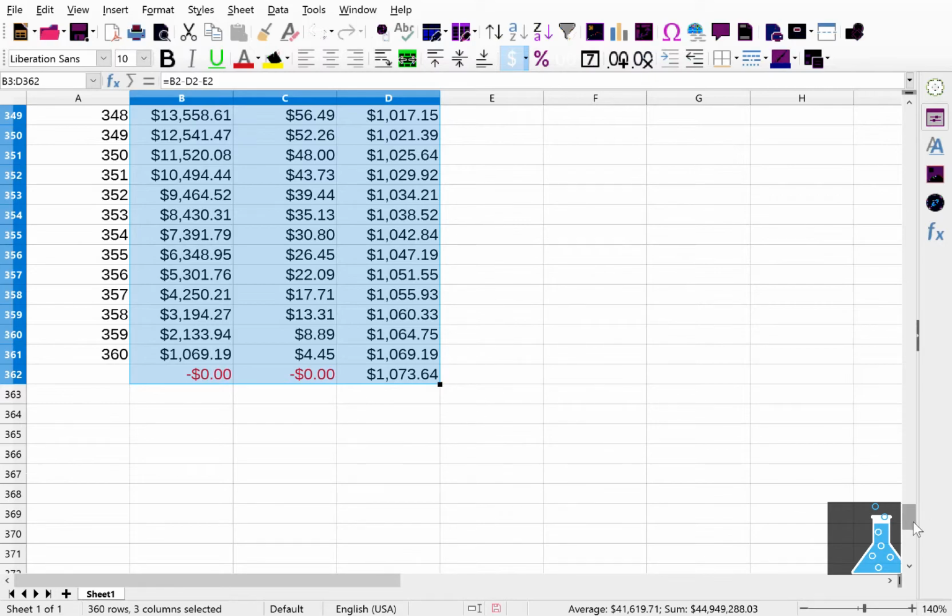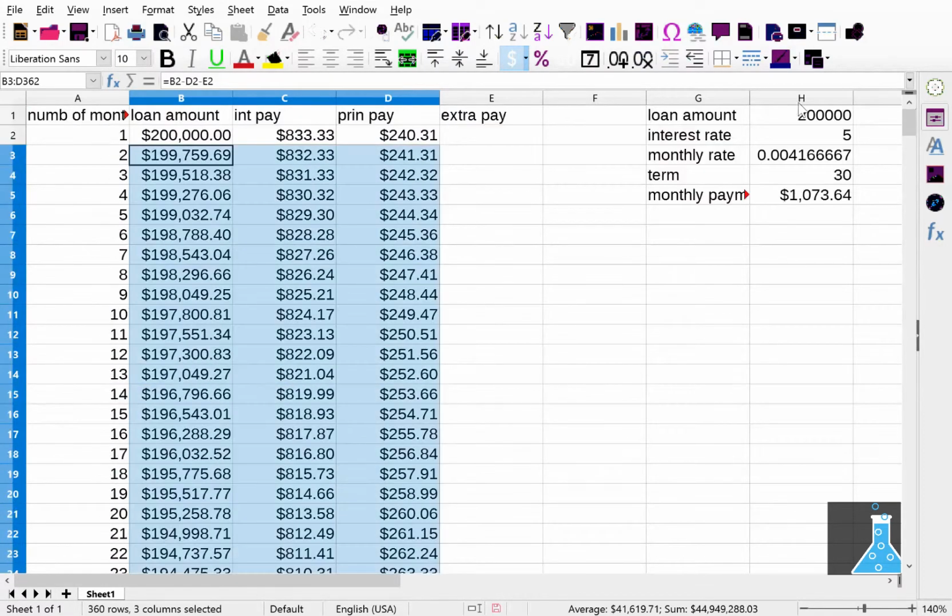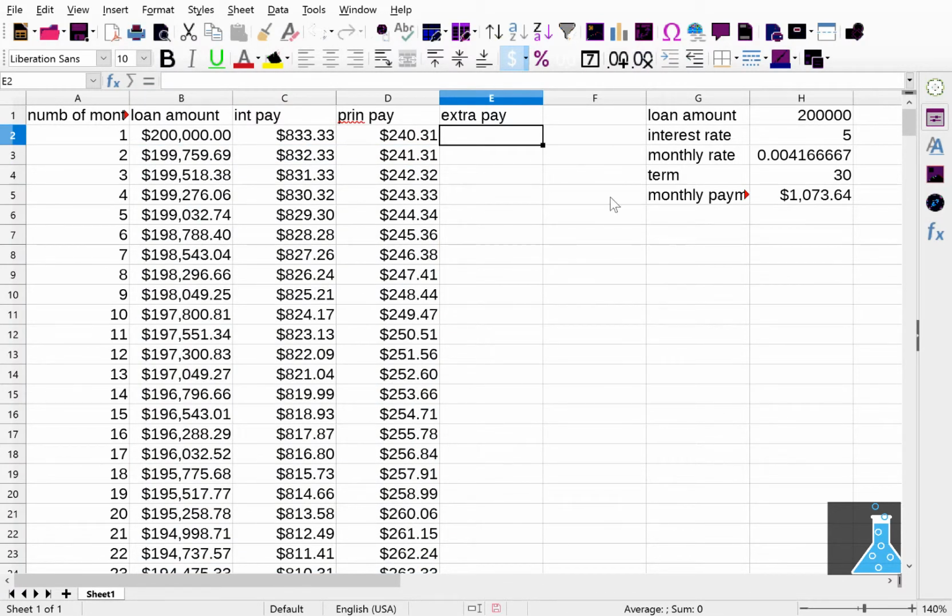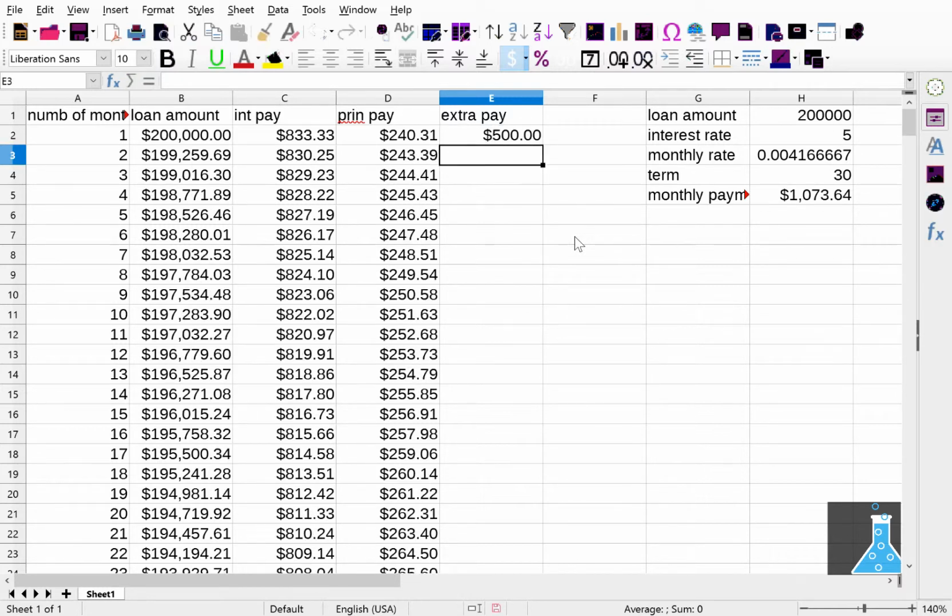Okay, so now that I have this set up, I want to see what happens when I add extra payments. Because if we put extra towards principal at the beginning, look at how much money is going to interest. If you reduce this principal amount, less money goes to interest payments. So let's say that on my first month, I was able to pay $500 extra, and then I don't pay any extra through the life of the mortgage.